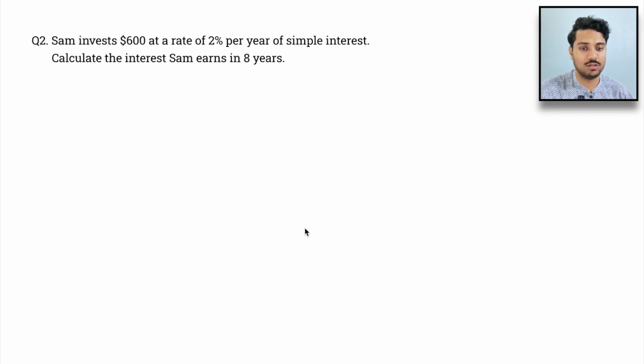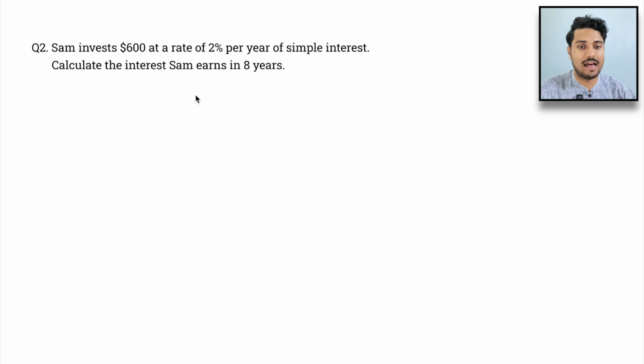Let's check another question. Question number 2, it says Sam invests $600 at a rate of 2% per year of simple interest. Calculate the interest Sam earns in 8 years. So this is your principal amount, this is the rate of interest, and the time period is 8 years.